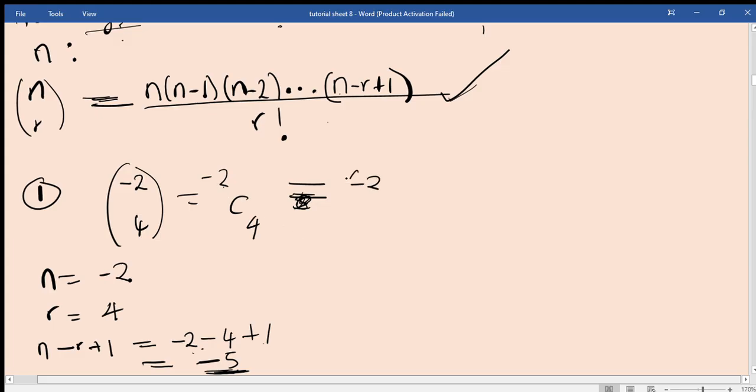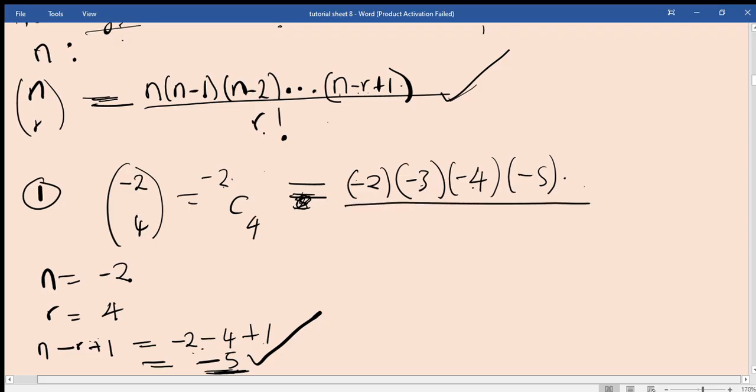multiplied by a decreasing factor. Remember, negative 2 minus 1, that's negative 3. Again, negative 3 minus 1, that's negative 4. Negative 4 minus 1, that's negative 5. I won't continue to decrease by 1 because the formula says end on n minus r plus 1, and n minus r plus 1 is negative 5. So I'll end here in the numerator at negative 5, divided by r factorial.